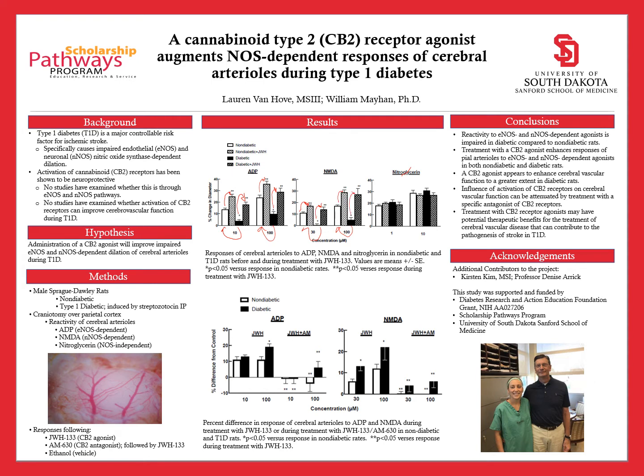The graph below shows that treatment with the CB2 agonist caused a larger magnitude of dilation with both ADP and NMDA in diabetic versus non-diabetic rats. So the diabetic difference would be the black bar, and that's compared to the non-diabetic difference, which is the white bar.